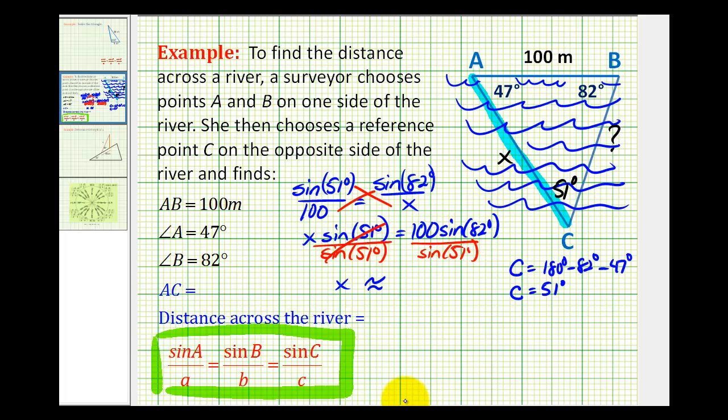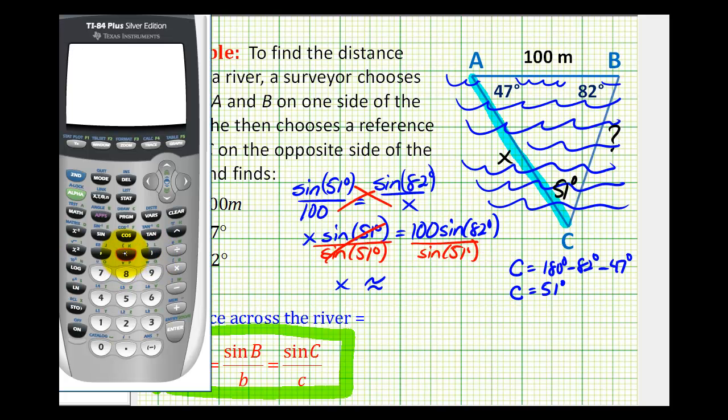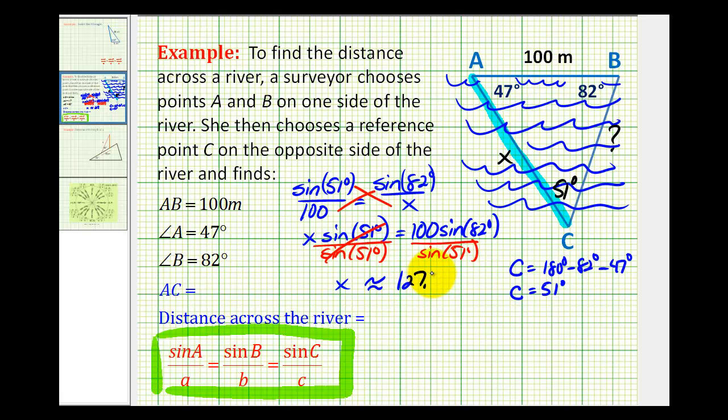So let's go back to our calculator. Our numerator is 100 sine 82 degrees. We'll divide this by sine 51 degrees. So x is approximately 127.4 meters, which is the length of side AC, which in this problem would be the distance across the river at this angle from point A to point C.